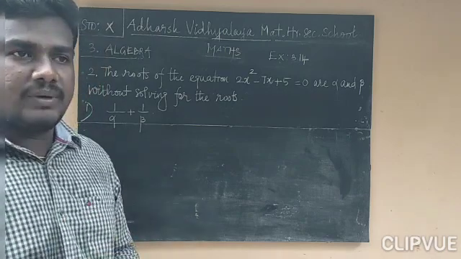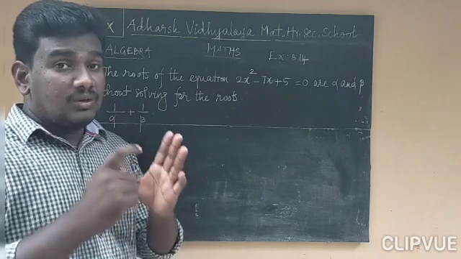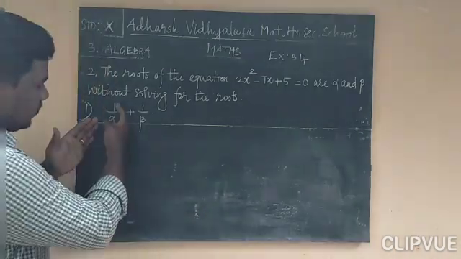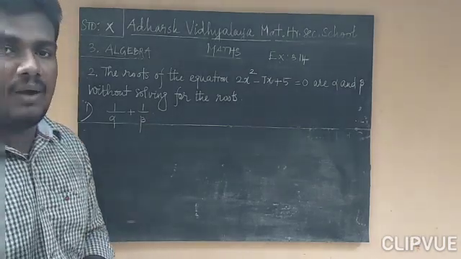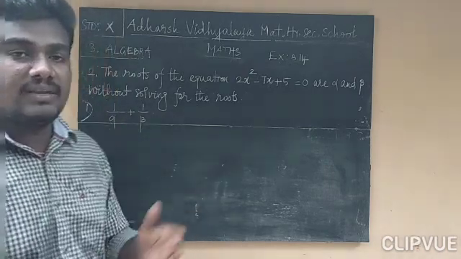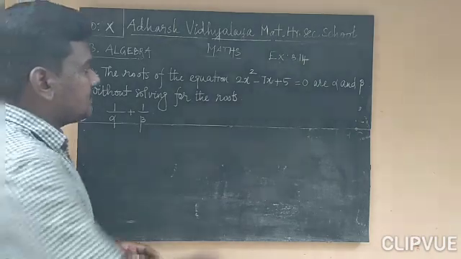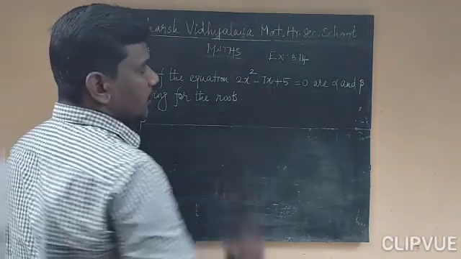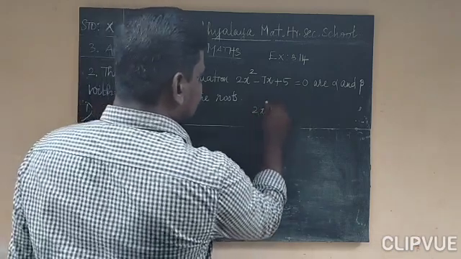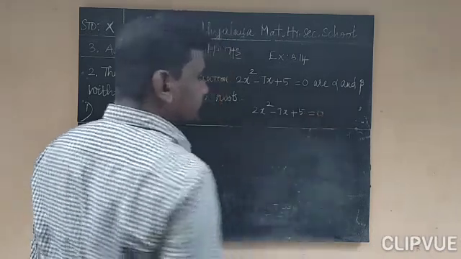The methods to find the value of x, we have already learned all those. So without actually solving for the roots, we are going to find the value of 1 by alpha plus 1 by beta. How? By using the concept of relation between coefficients and roots of the quadratic equation. Understand? So first I am going to find the sum of the roots and product of the roots for this quadratic equation. Take this equation 2x square minus 7x plus 5 equal to 0.